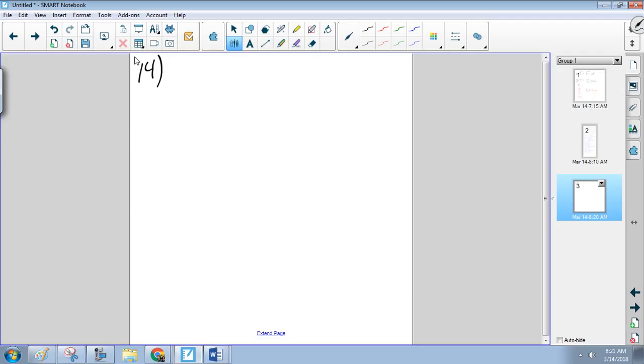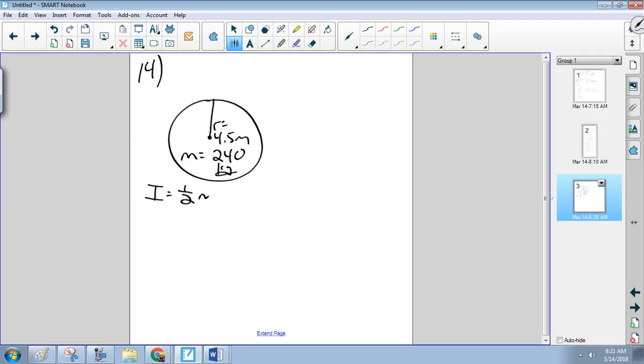So let's make ourselves a little drawing. Here's the merry-go-round. The problem tells us that the radius is 4.5 meters. The mass of this thing is 240 kilograms. It tells us it can be treated as a disk, so right away I know my I is 1/2 mr squared, just from the rotational inertia sheet. Everybody cool with where I got that?